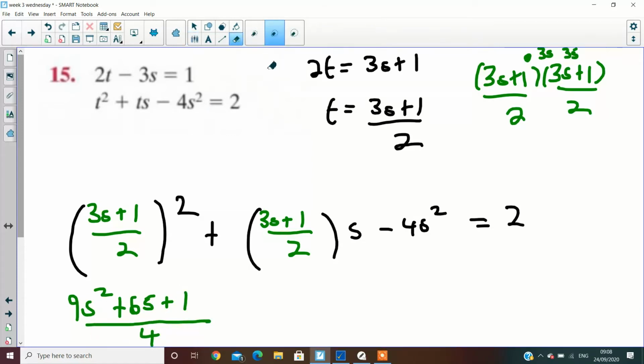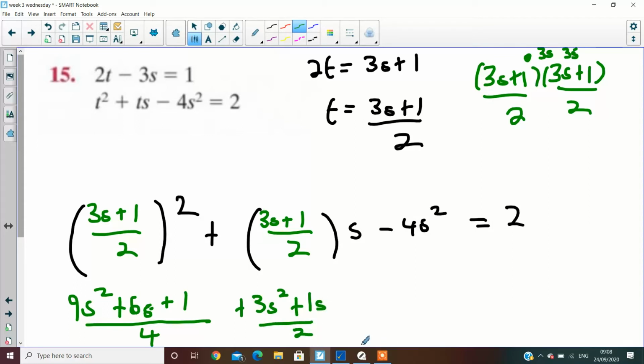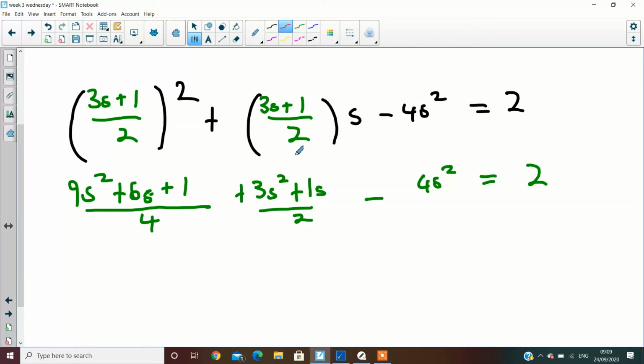All right. Now, another tip that I've only adopted recently is if your s's look like 5s, make the letters considerably smaller than the numbers, and it will save you a bit of time and a lot of headache. All right. Next one is 3s squared. So 3 small s squared plus 1s all over 2 minus 4s squared equals 2. Don't do anything just yet. I should establish a common denominator of 4. So I'm going to get 9s squared plus 6s plus 1 all over 4.